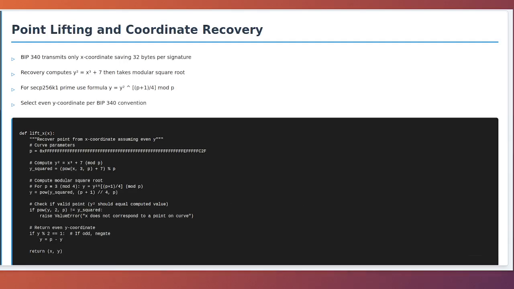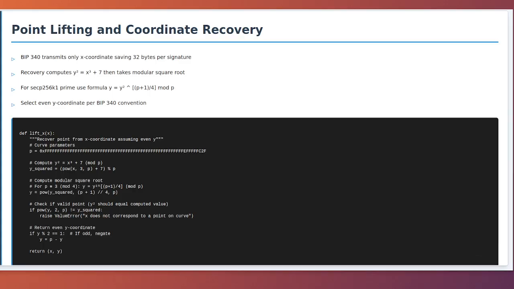Point lifting and coordinate recovery. One of the elegant optimizations in BIP 340 Schnorr signatures is the ability to transmit only the x-coordinate of the nonce point R, reducing the signature size from 96 bytes to 64 bytes. This optimization relies on a mathematical property of elliptic curves. For any valid x-coordinate on the curve, there are at most 2 corresponding y-coordinates, and these y-coordinates have opposite parity, meaning one is even and one is odd. The process of recovering the full point coordinates from just an x-coordinate is called point lifting or x-coordinate recovery.